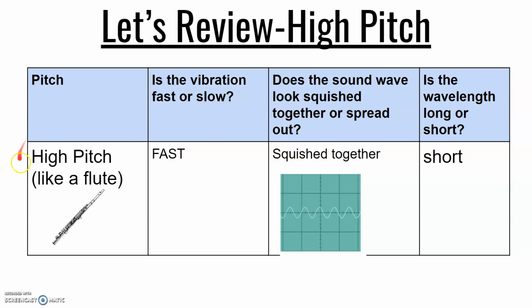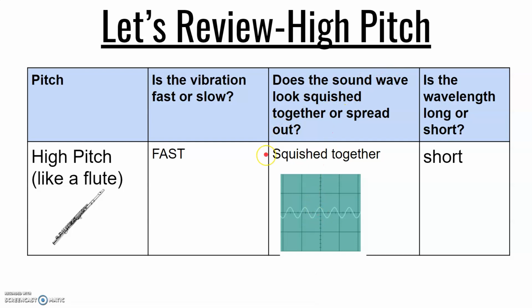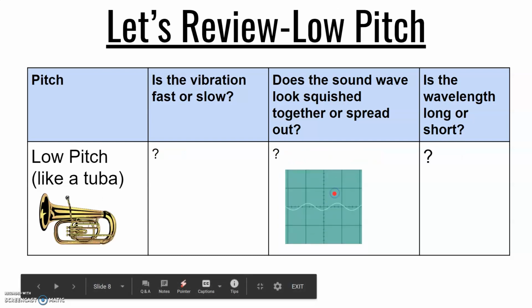So for high pitch, the vibration is very, very fast, so it's shaking very quickly. The sound wave, since it's so fast, is squished together. And then the wavelength is the measure between the top of one curve and the top of another. And as you can see, it's actually pretty short. We squished a lot of waves together, so it has short wavelengths all squished together.